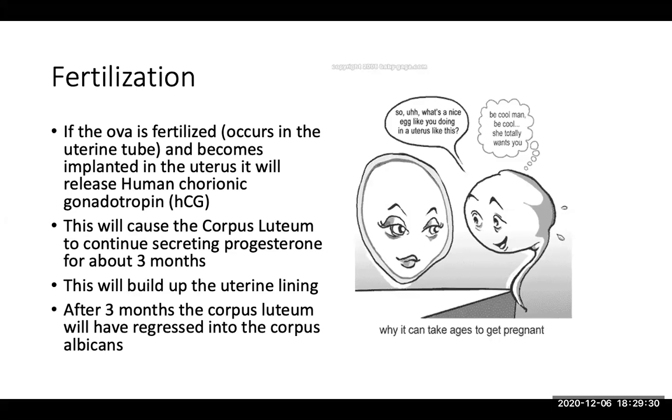Fertilization, if the ova is fertilized, which always occurs in the uterine tube, and becomes implanted in the uterus, it will release human chorionic gonadotropin, HCG, which is the hormone that is detected on pregnancy tests. This will cause the corpus luteum to continue secreting progesterone for about 3 months, and this will build up the uterine lining to help with the implantation and development of the fetus. After 3 months, the corpus luteum will have regressed into the corpus albicans.